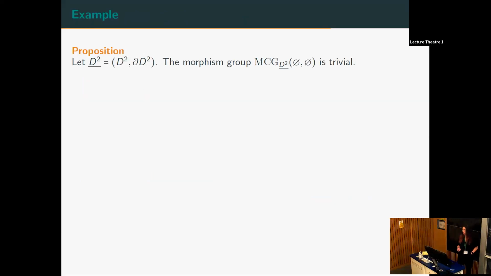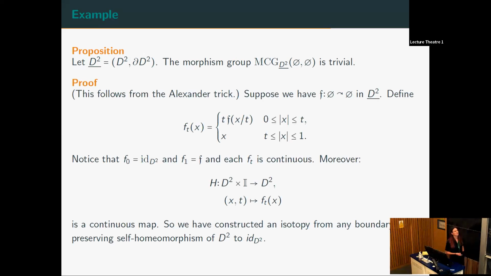Okay, and then we can look at another example. If we look at D squared with the boundary fixed, then we get that this is trivial. So this is a consequence of the Alexander lemma. So if we take any homeomorphism of D squared fixing the boundary, we can gradually isotope this away from the boundary to something that is trivial. And moreover, this really does represent a continuous isotopy.